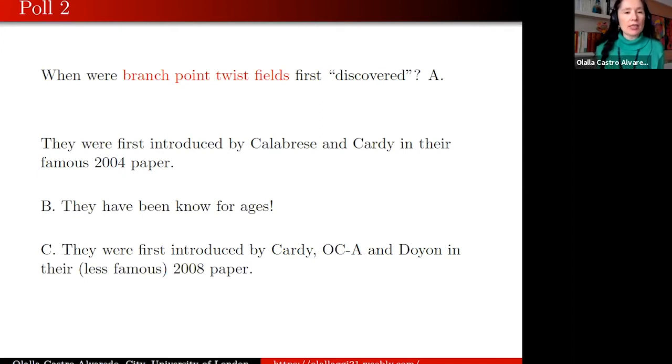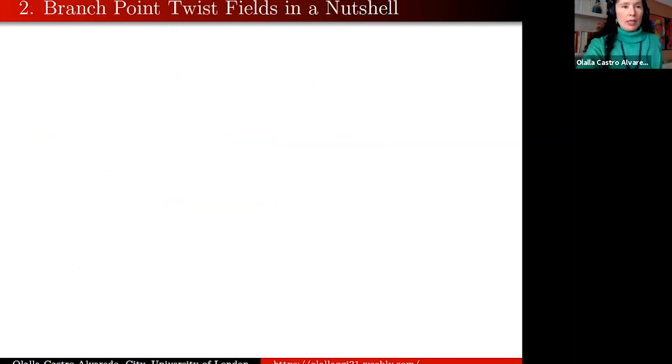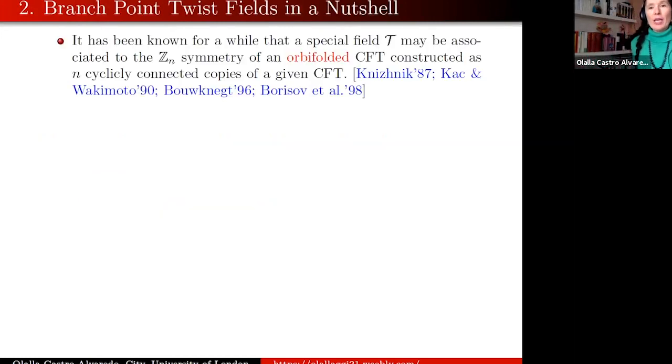Okay, so that is interesting. I'm asking this because, in a certain sense, depending on how you think about the question, the three answers are correct. It depends what you mean by discovering the branch point twist field. So how do you take the question? This is what I want to come to in my next slide. So the definition: I would say that the most correct answer is actually B.